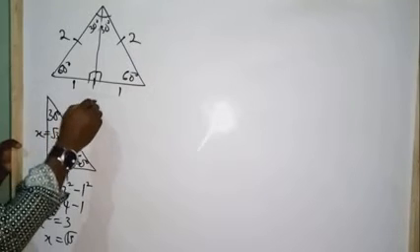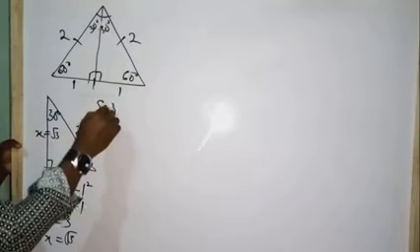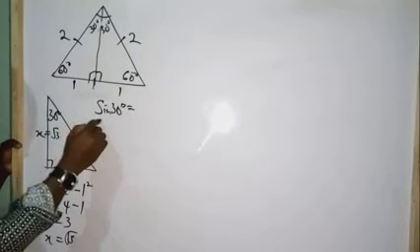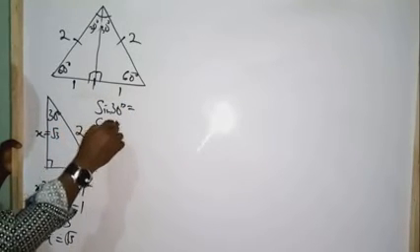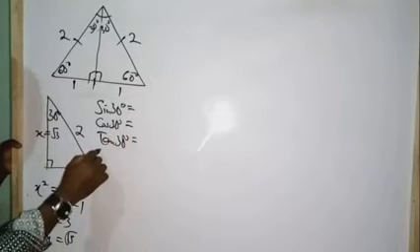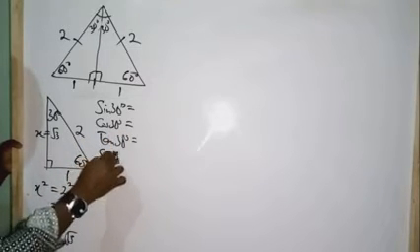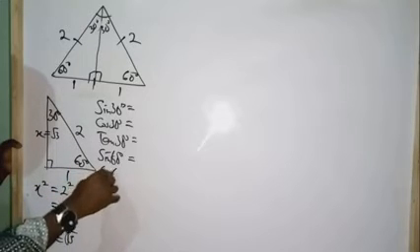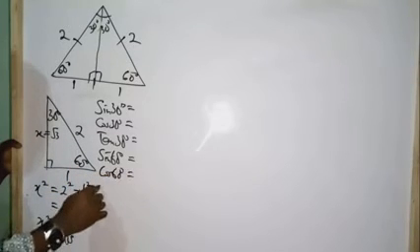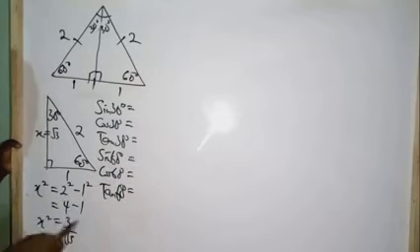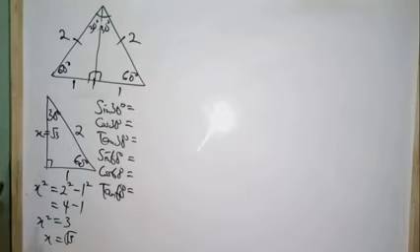So if I'm looking for sine 30 degrees, or I'm looking for cos 30 degrees, tan 30 degrees. We also look for sine 60 degrees. Then we look for cos 60 degrees. Then tan 60 degrees. Let's do that quickly using your calculator.